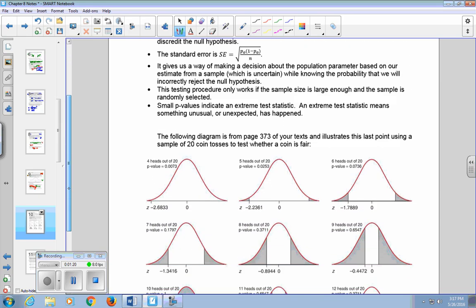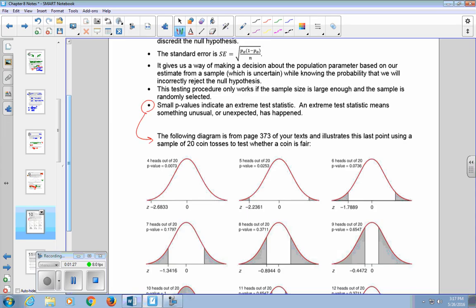So in the following diagram, which is from page 373 of your text, this illustrates this last point. We're taking a look at a sample of 20 coin tosses to test whether a coin is fair. In this case, our null hypothesis would be that P is equal to 0.5. In other words, half your tosses end up heads, half end up tails. And our alternative would be that it's not fair, that you don't have half of your coin tosses being heads.